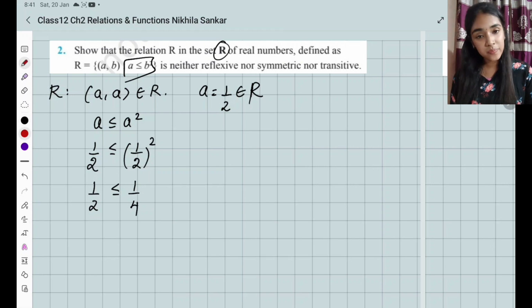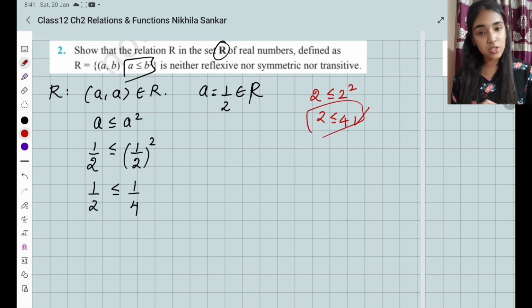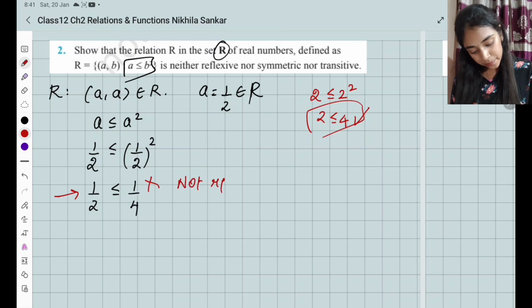Is this correct? Normally, if we took an integer number, say 2 less than or equal to 2 square, you would have said 2 less than or equal to 4, correct. But why are we bringing a counter example here? We are saying that it is not true for all the cases. Maybe it is true for natural numbers, but for fractions it is not true. 1 by 2 is not going to be less than 1 by 4. So this is not reflexive.